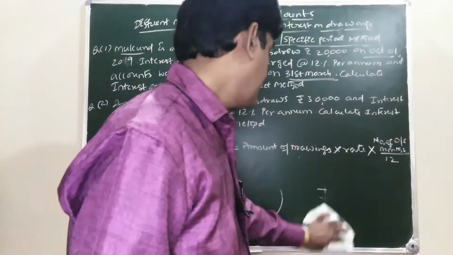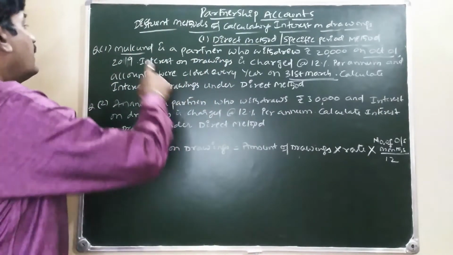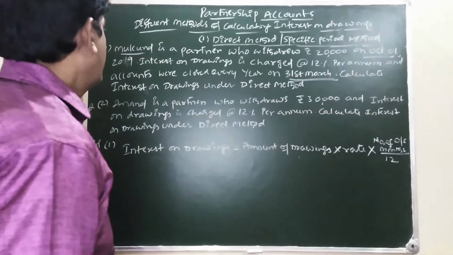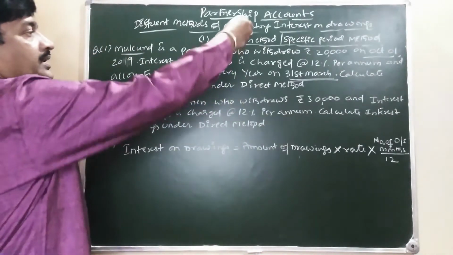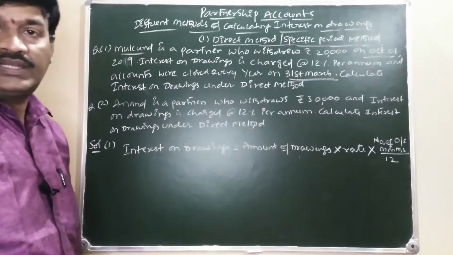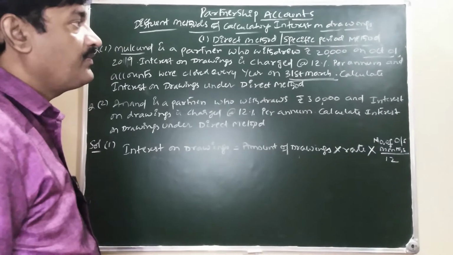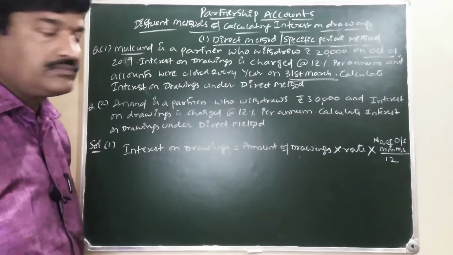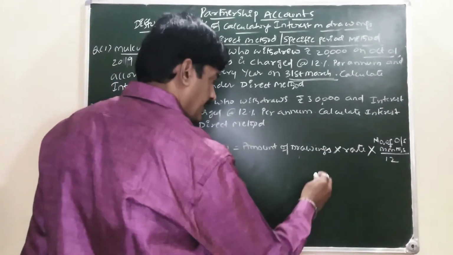Now, we are taking the first question under direct method. Mukund is a partner who withdrew rupees 20,000 from business on 1st October 2019. Means we are in 1920.